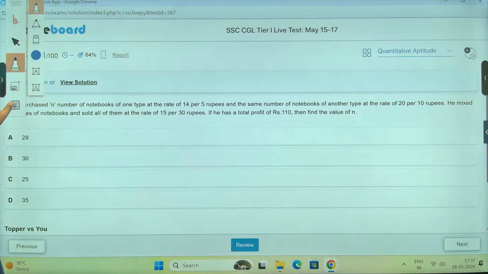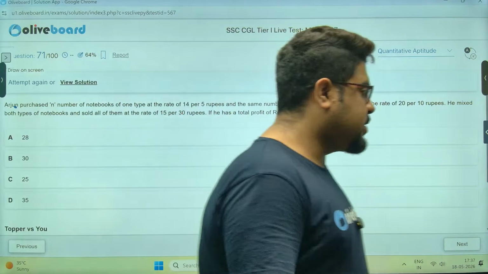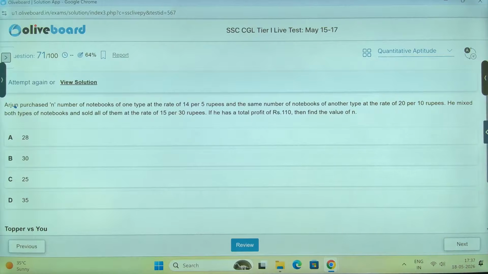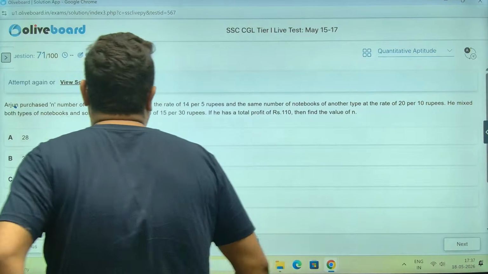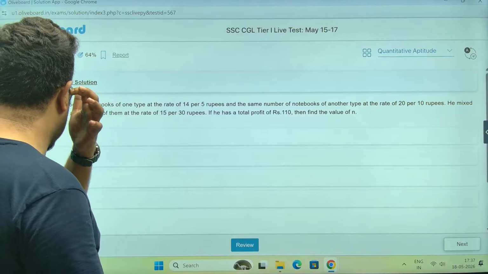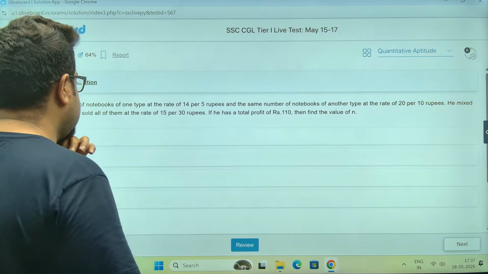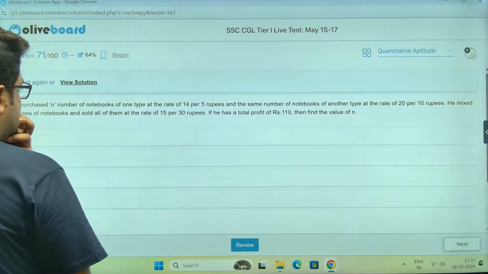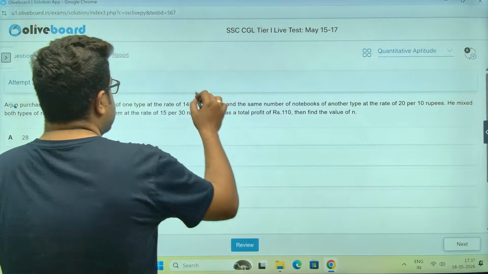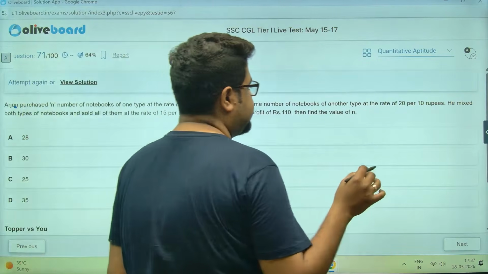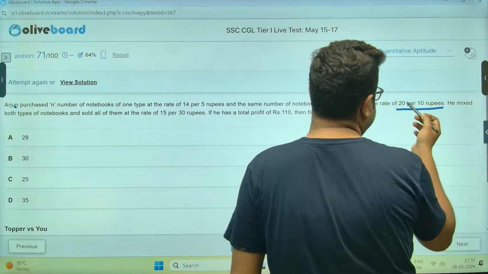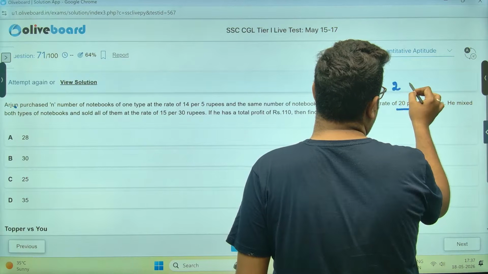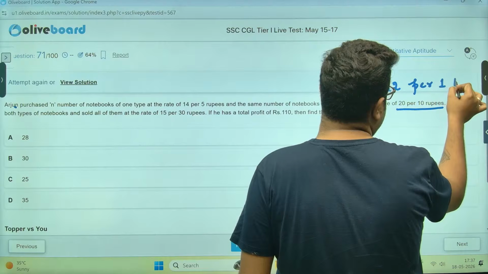Next one, sir. Chalo, Arjun purchased N number of notebooks of one type at 14 per 5 rupees. This type is very calculative. Same number of notebooks, 20 per 10 rupees. Okay. Sir, let's do one thing, sir. Here 14 per 5 rupees, 20 per 10 rupees, na? So meaning 2 per 1 rupee.